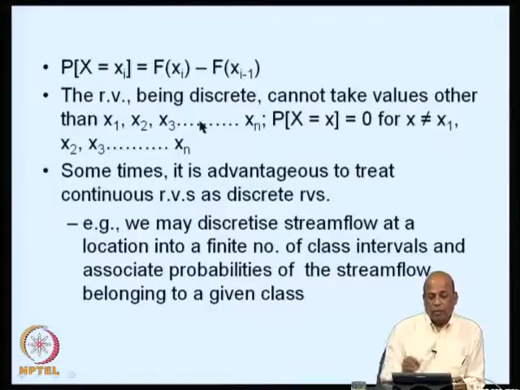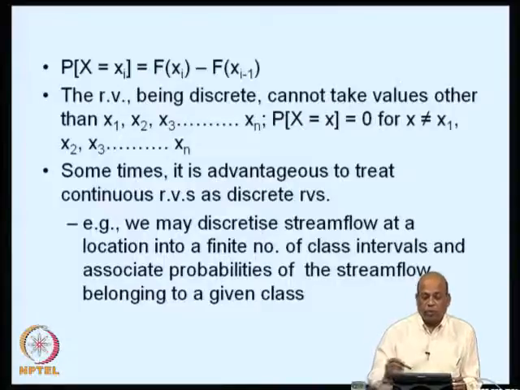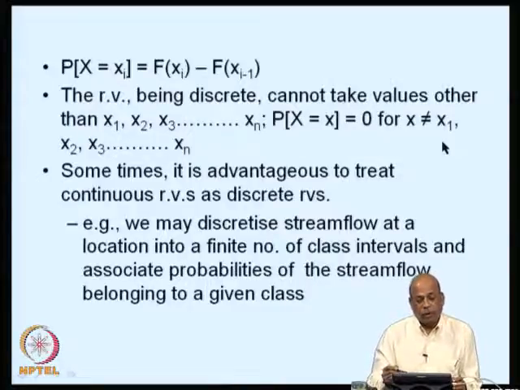Then the random variable being discrete cannot take on values other than the values that it can assume, for example, x1, x2, x3, etcetera, x n, which means probability of x is equal to a specific value of x, for x other than x1, x2, x3, etcetera, xn, must be equal to 0. That means, it cannot take on any values other than these values.